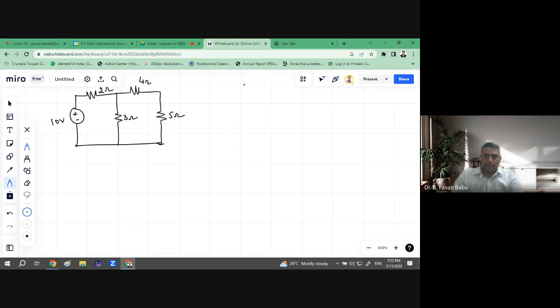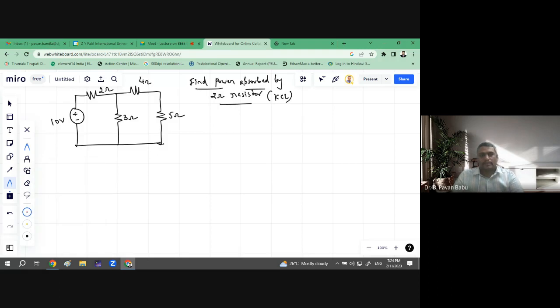Okay, so find the power absorbed by the 2 ohm resistor. Already in the earlier session we have covered the model, an element which is connected between two loops, right? Let us find the power absorbed by the 2 ohm resistor only. Okay, so applying KCL, the first thing we need to do is to identify the nodes.